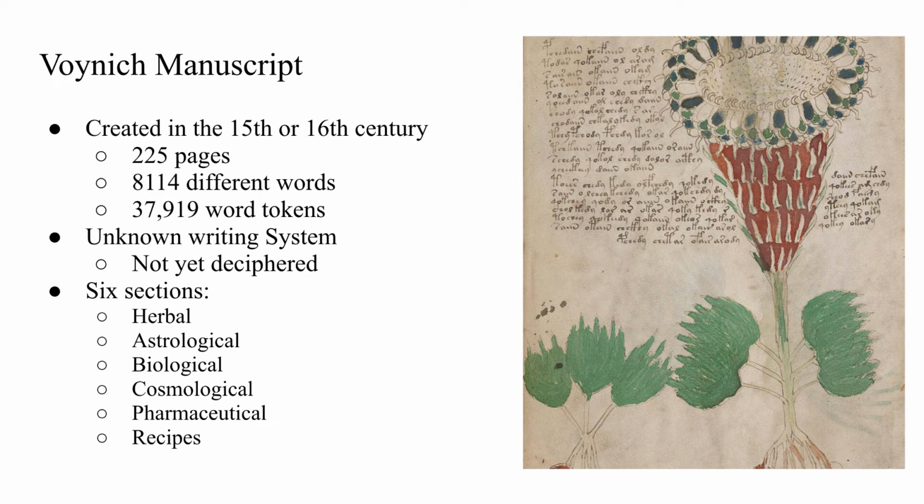The Voynich Manuscript is a mysterious book created in the 15th century. It is written in an unknown writing system, which we're going to refer to as Voynichese, and no one has been able to decipher it. Most pages of the manuscript include both text and illustrations, and the illustrations in the book have been used to divide it into 6 sections, including herbal, astronomy, pharmacy, and so on.